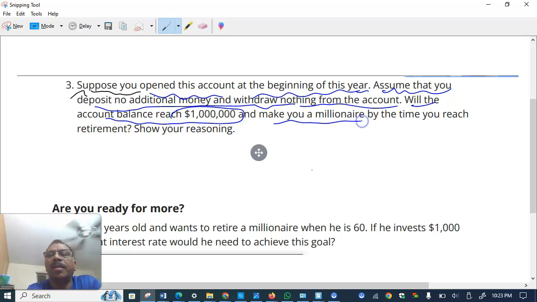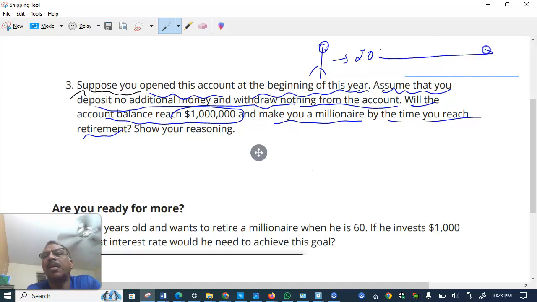And make you a millionaire by the time you reach retirement. Let's imagine right now the student is 20 years old. So now today, 2025, is 20 years, and then he wants to use 40 years. He works 40 years, and he wants to say how much is the amount, right? So let's figure out what this answer is.